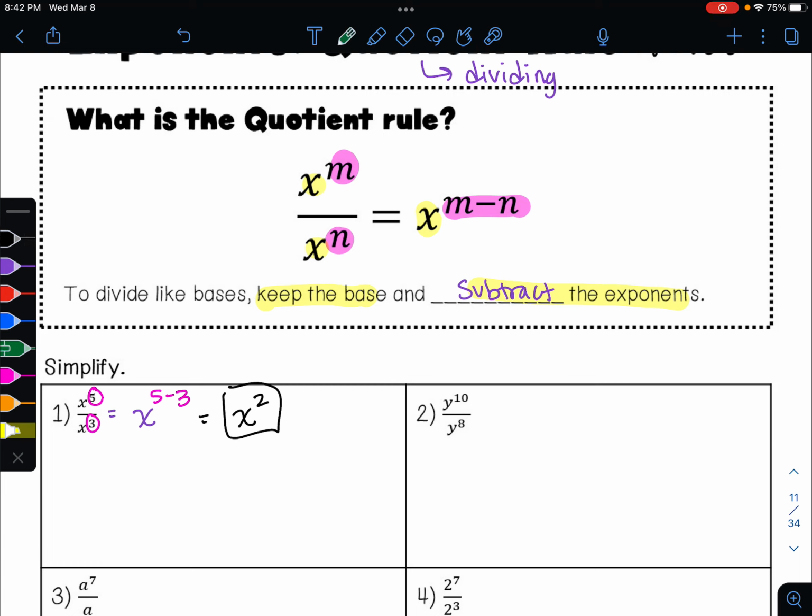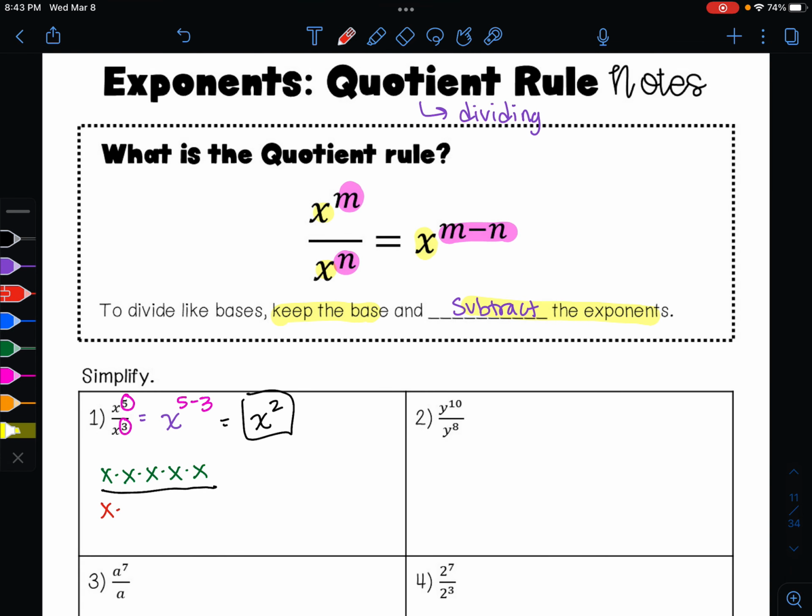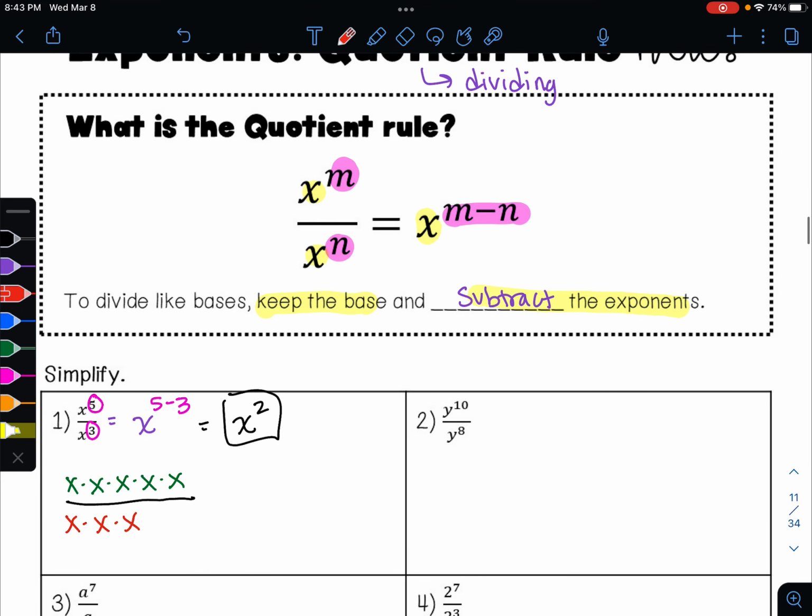In my numerator for my original problem, I had x to the fifth power. That means that I have x times x times x times x times x. So I have x being multiplied together 5 times. In my denominator, we had x cubed, or x raised to the third power. So that means that I have x times x times x. X being multiplied together 3 times.